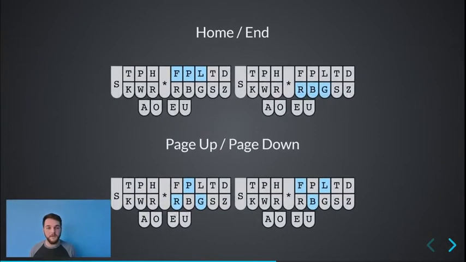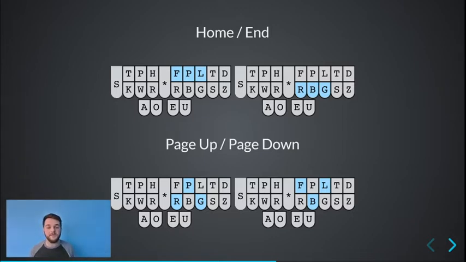And also, if you want to move to the beginning or the end of the line, I use this cluster and make motions. FPL means home to the beginning of the line. RBG means end to the end of the line. If I want to scroll up really fast, I use page up. And to do that, I just form a little arrow in my cluster where RPG kind of looks like an upwards facing arrow, FBL looks like a down facing arrow.